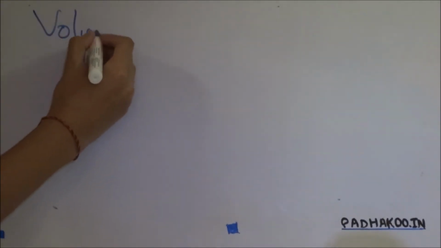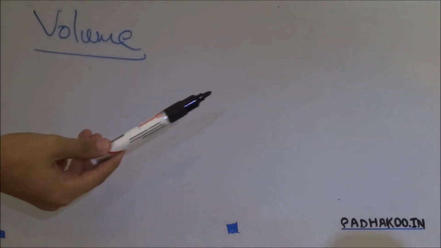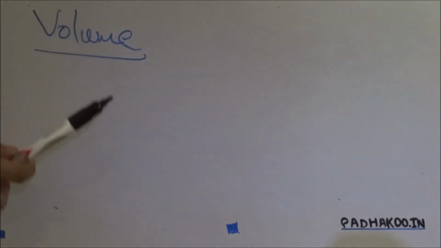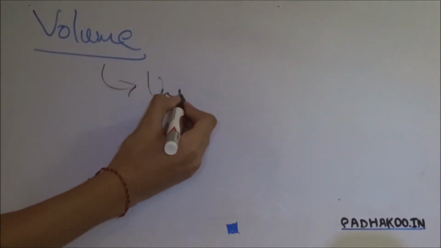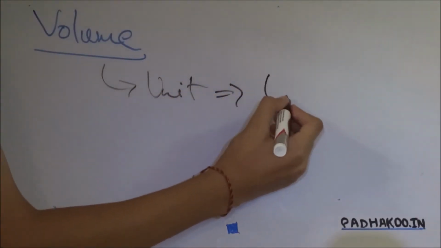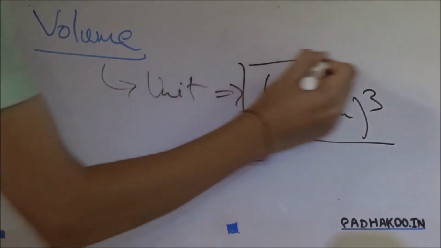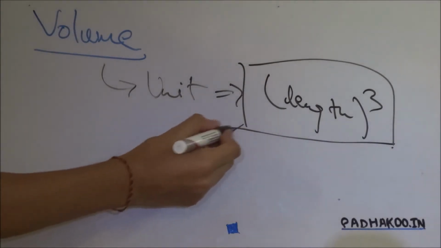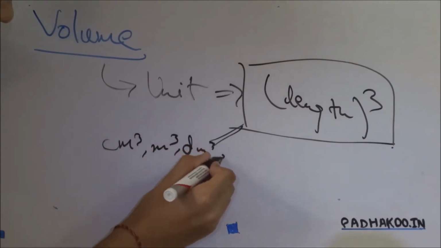Volume is the amount of space. Suppose that this is a marker. It is occupying some space, so this is the volume of the marker. Its unit is equal to the cube of length, the whole cube. The unit of volume is the cube of length. For example, we can say centimeter cube, meter cube, decimeter cube, and all that stuff.